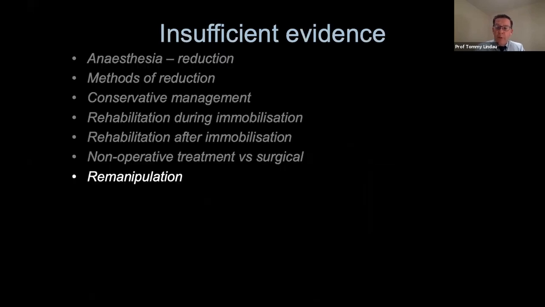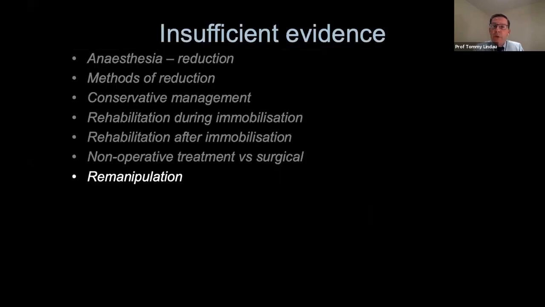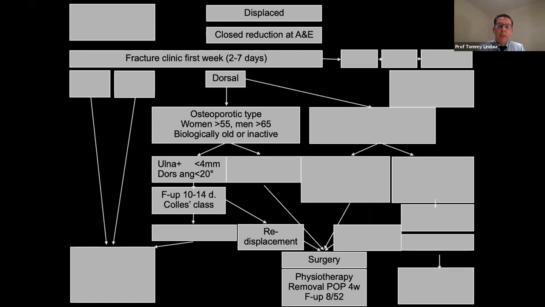Now, what's the relation with remanipulation? There is no use for remanipulation. It's strong support that we shouldn't remanipulate, but sadly, the scientific evidence is not there. So if we have redisplacement after 2 weeks, then the algorithm suggests surgery.